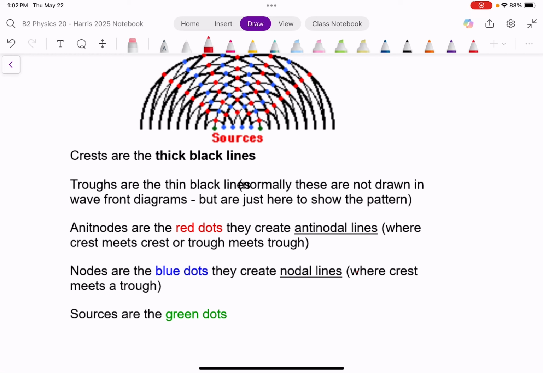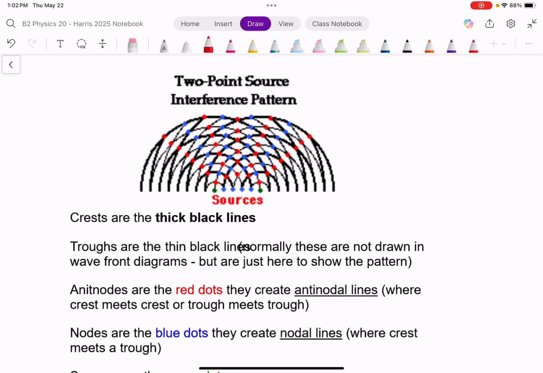Usually in a pattern like this, we don't draw the troughs, or we don't see them. We just see the constructive interference of the crests, and the troughs are just really low. However, we're going to show them here so you can see the pattern. Anytime we see a red dot along this pattern, those are our antinodes. Those are antinodal lines. Again, antinodes are when it's constructive interference.